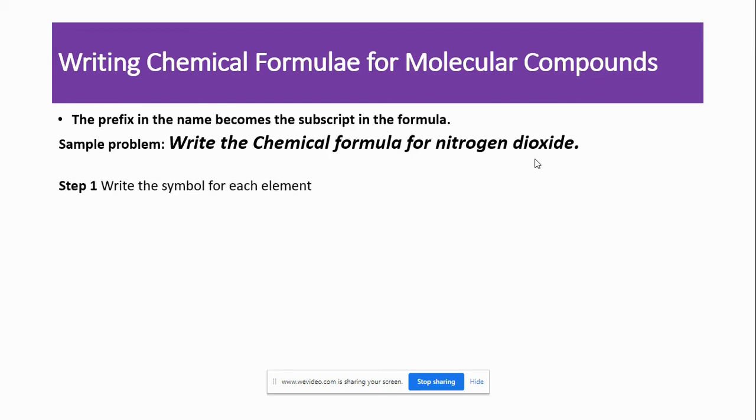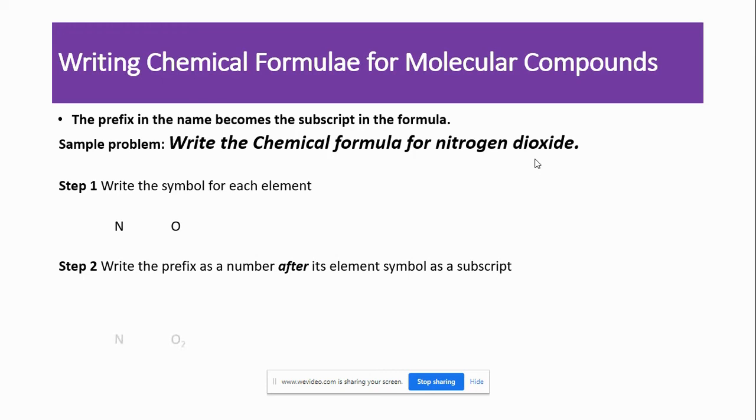Okay, so we're going to write the symbol for each element. Nitrogen is N, oxygen is O. And then you write the prefix as a number after its element symbol as a subscript. So it would be NO2, and that's your answer there. Again, refer to the slide when you're doing your worksheet with finding formulas.